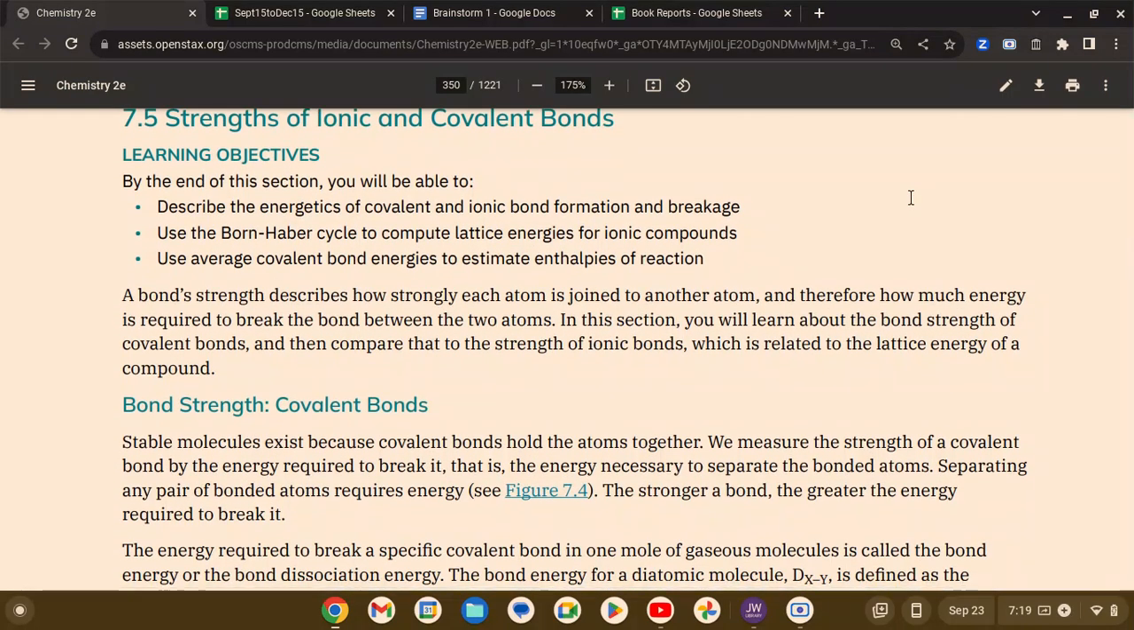7.5. Strengths of ionic and covalent bonds. By the end of this section, you will be able to describe the energetics of covalent and ionic bond formation and breakage.